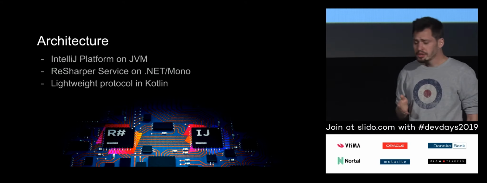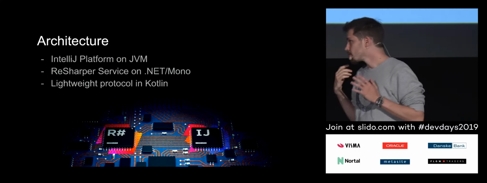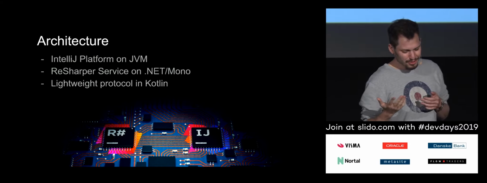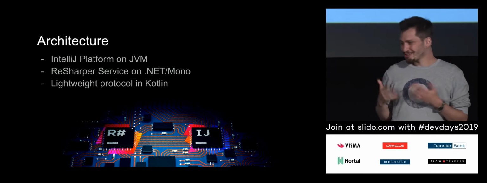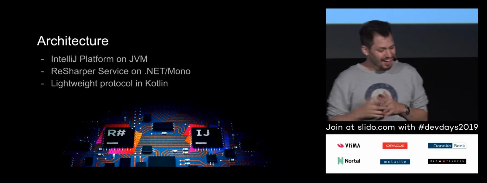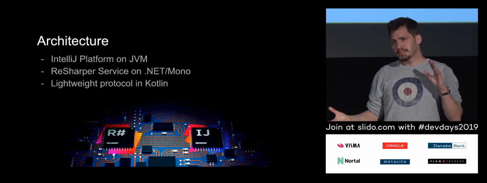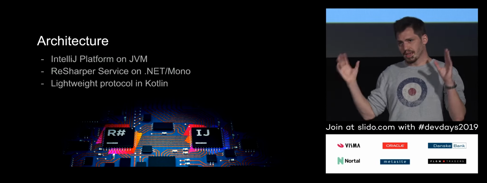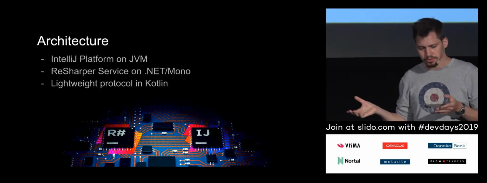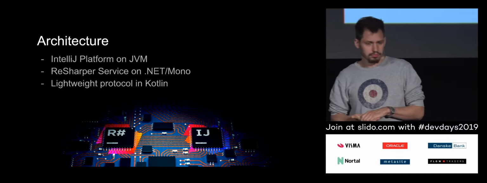In between, those two processes communicate with each other with a lightweight protocol, which is also open source and has a lot of good adjectives, because it's responsive and everything. A lightweight protocol written in Kotlin. So basically, every model that you have is in sync on both sides of these processes, and the front end is basically just like a view.